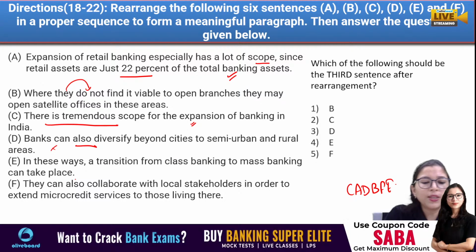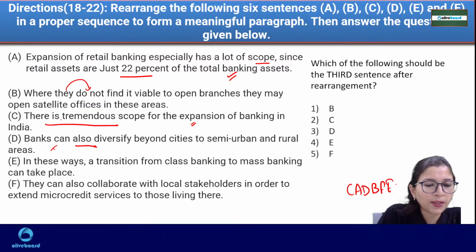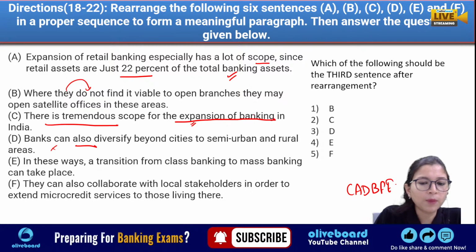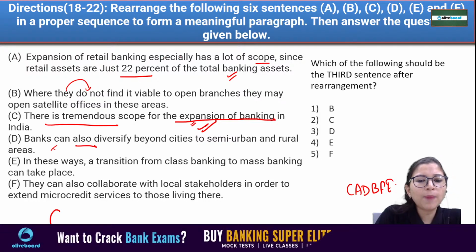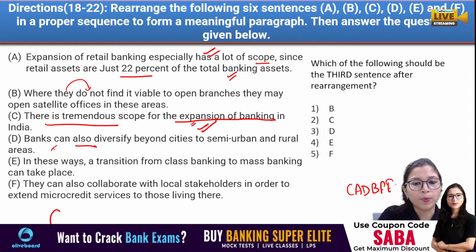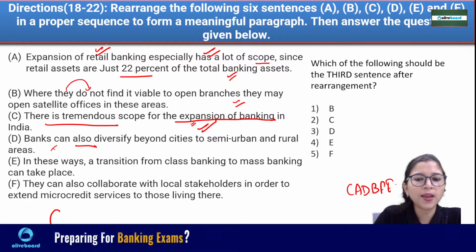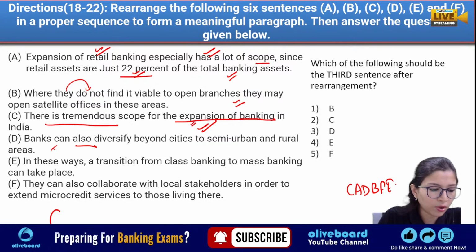They can also know. So yes, C and A form a fixed pairing. यहाँ पर C की बात कर रहे हैं कि there is tremendous scope for the expansion of banking. Banking के expansion के लिए बहुत सारे chances हैं. So we will start with C. And expansion of retail banking especially has a lot of scope. यहाँ बैंकिंग में भी specifically we are talking about retail banking because यहाँ पर इसके chances ज्यादा हैं, because these are only 22% of total bank assets. So after C you can mark A.